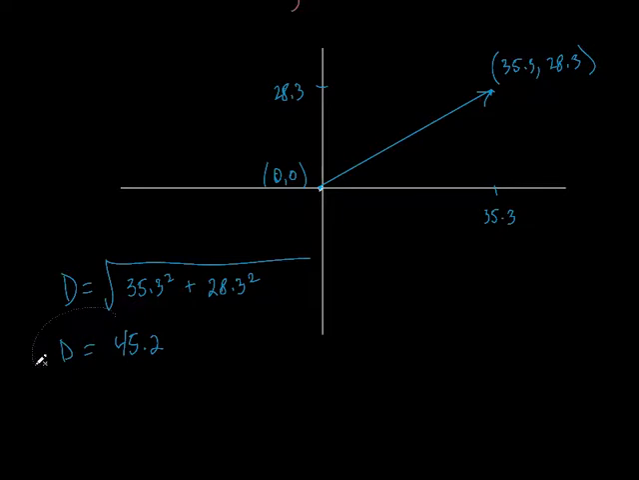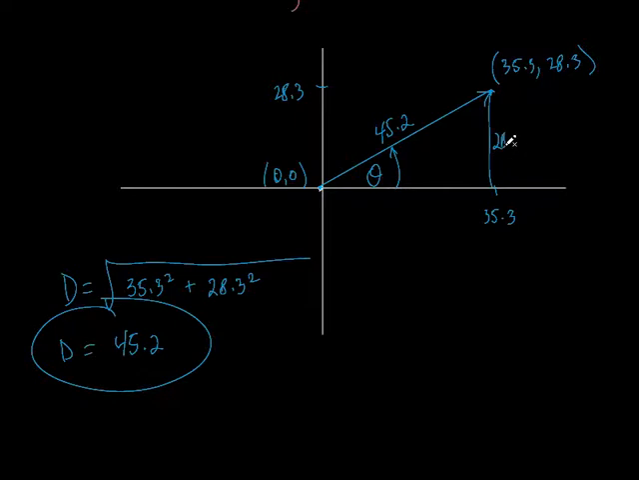Okay? That's my magnitude. That's how long this line is right here. It's 45.2. What else do I need to find? The direction. So I need to find that angle right there. So watch, I just drop this straight down right here. And how do I find the direction? Well, I know two lengths, don't I? Actually, I know all three lengths.